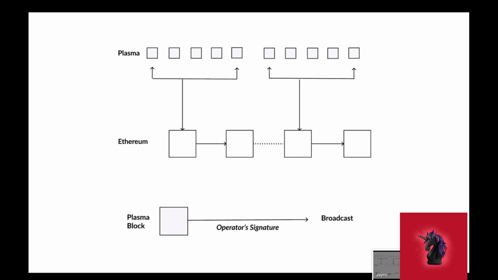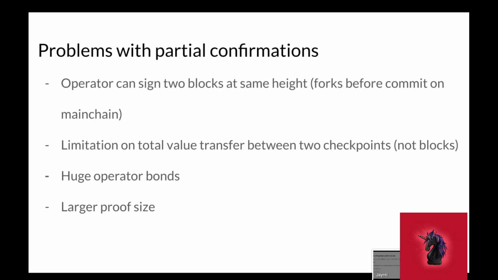The problem with this approach is that the operator can sign two partial blocks at the same height. But what you can do is challenge on the main chain, saying, hey, you already signed one block, so the operator gets slashed. In that case, the operator has to put up a huge bond on the main chain. But since we are using proof of stake, every validator will have some stake on the main chain, and if they sign multiple blocks at the same height, you can slash them easily if you have the signature of any validator.